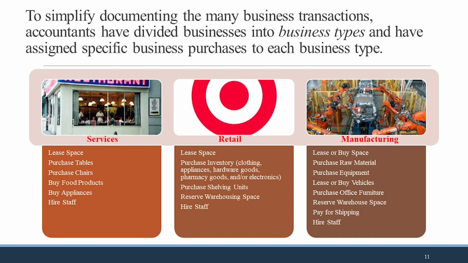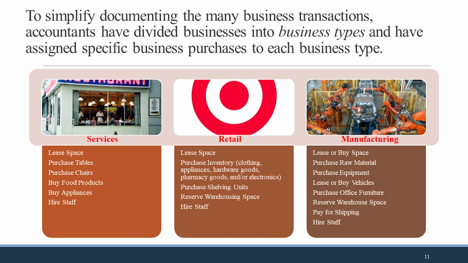But now, what are some of the unique activities that we see in the business types? Let's start with services. Let's use a restaurant as an example. In a restaurant, typically, I need to lease a space. So I've got to rent a space to host the restaurant. Next, I need to buy tables for people to be able to sit down. I need to buy chairs. So I start to buy these things that are going to support what we'd like to call the infrastructure of a restaurant.